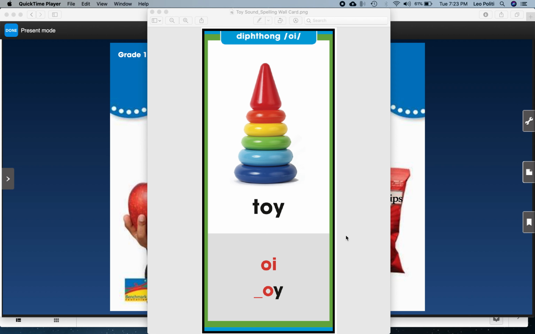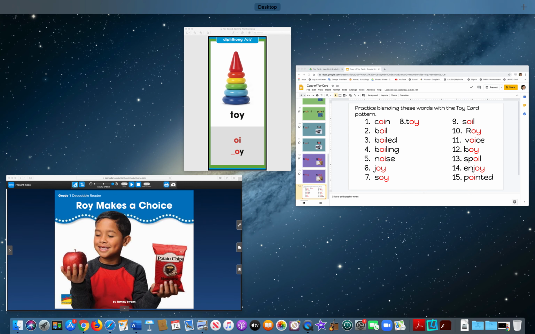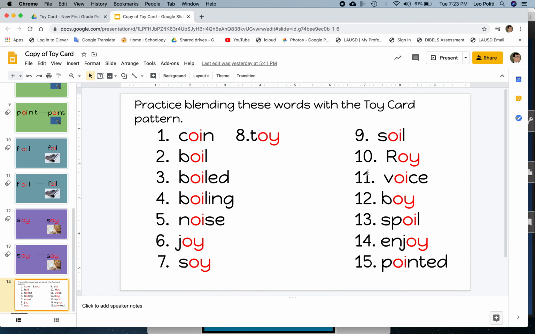Class, it's time to continue studying the toy card. Again, toy card, the sound for the toy card is oi. OI says oi, blank OY says oi. Okay, now let's go ahead and reread the toy cards from the last lesson. Okay, so take a look.